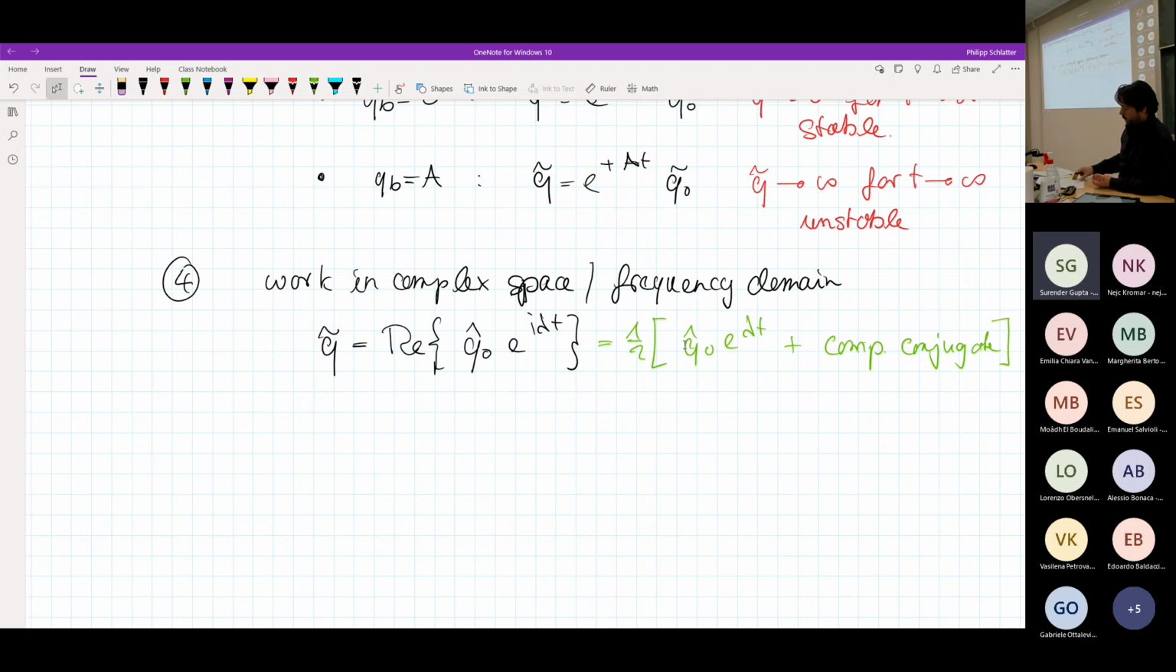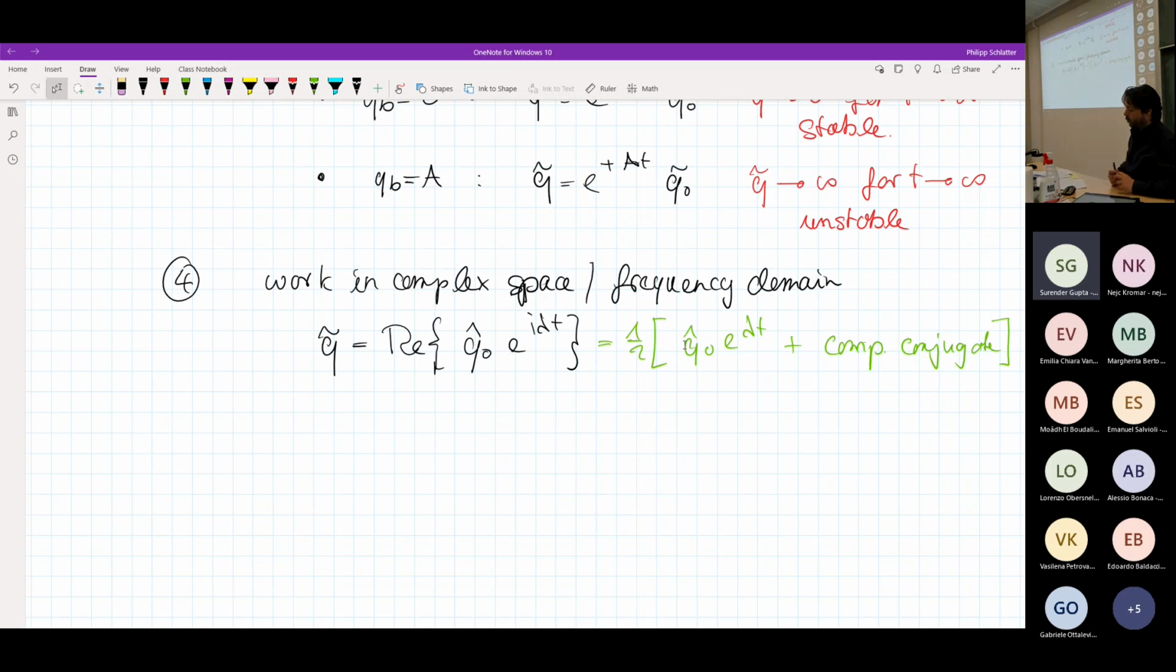Internship report is. Okay. So welcome back. So what we did just before the break was to formulate everything in complex space. So our variable q tilde can now be represented as the real part of some q0 hat, which is a complex function, times an e to the I lambda t, which is also a complex function. So in the end, we just need to take the real part of this.